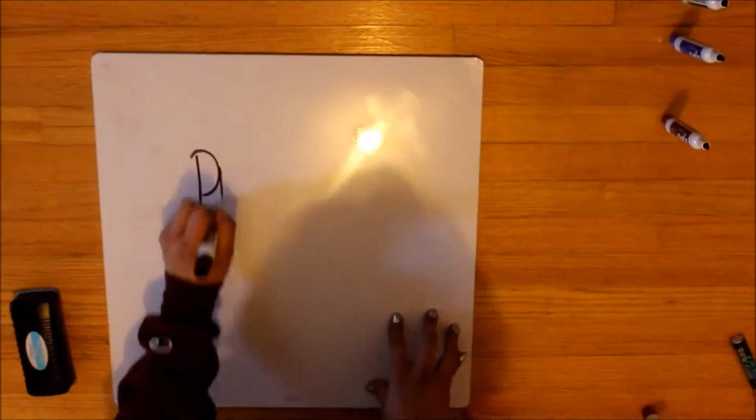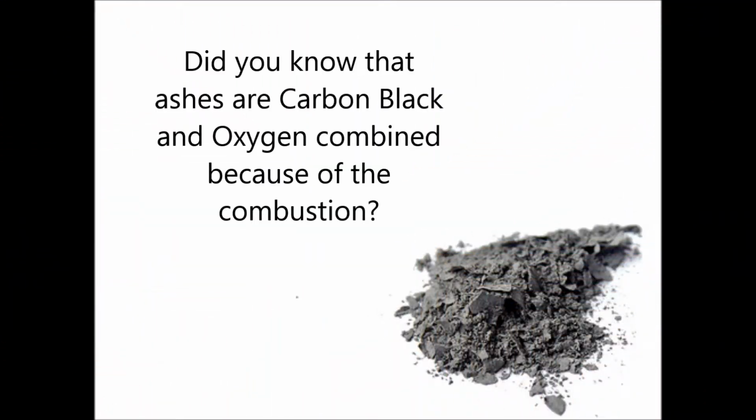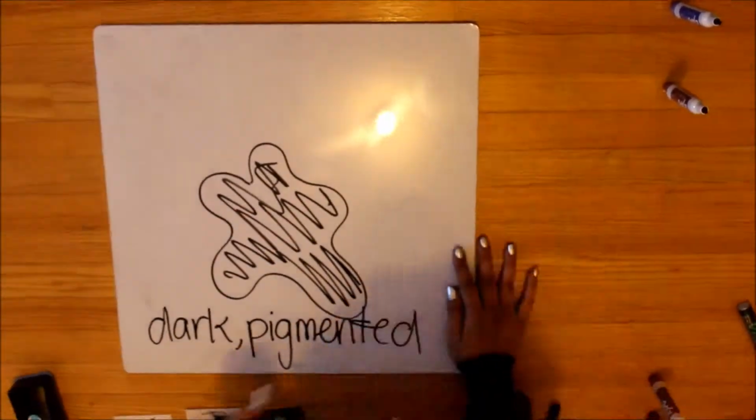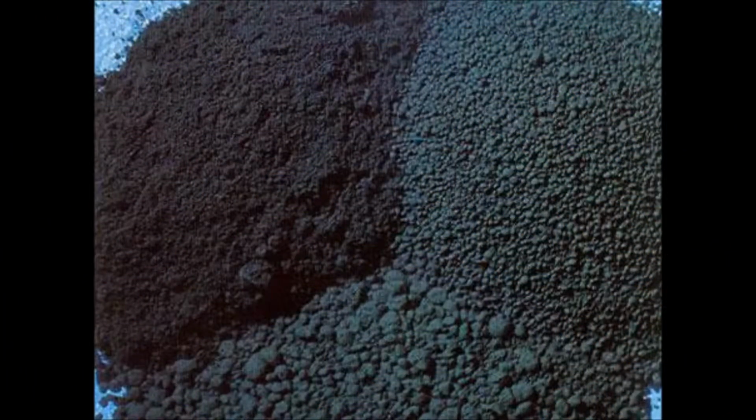So as for the physical properties, but before, do you know that ashes are carbon black and oxygen combined because of the combustion? Probably not. But overall, carbon black is a dark pigmented black, of course, and it has different particle sizes, as looking in the picture: small, grounded, or rocky.